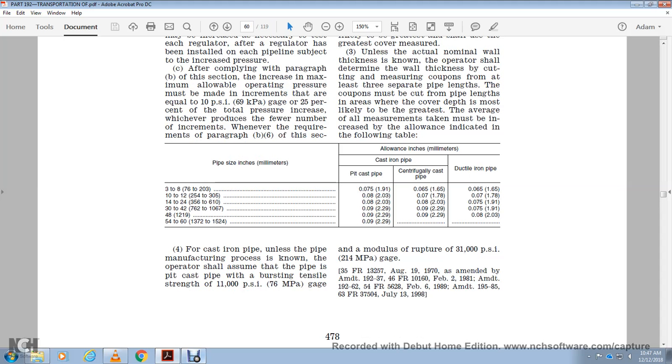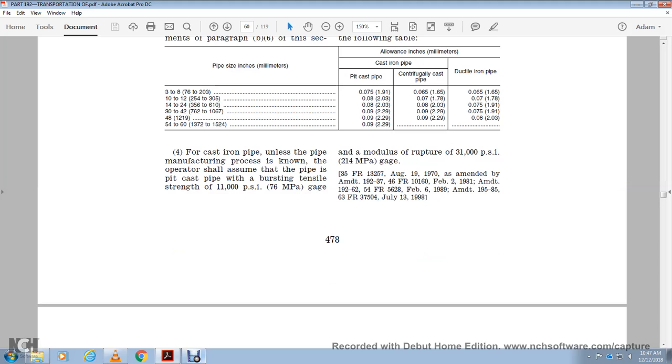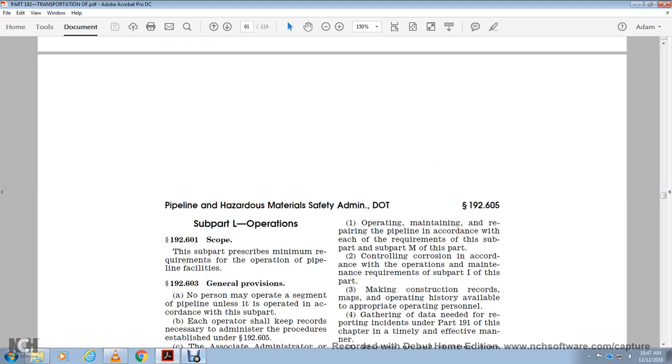For cast iron pipes, unless the manufacturing process is known, the operator shall assume the pipe is pit cast pipe with a bearing tensile strength of 11,000 psi and a modulus of rupture of 31,000 psi gauge. Subpart L, Operations.